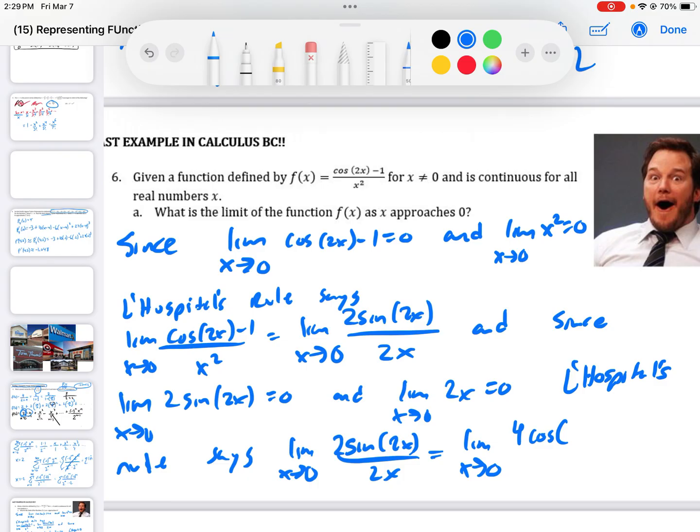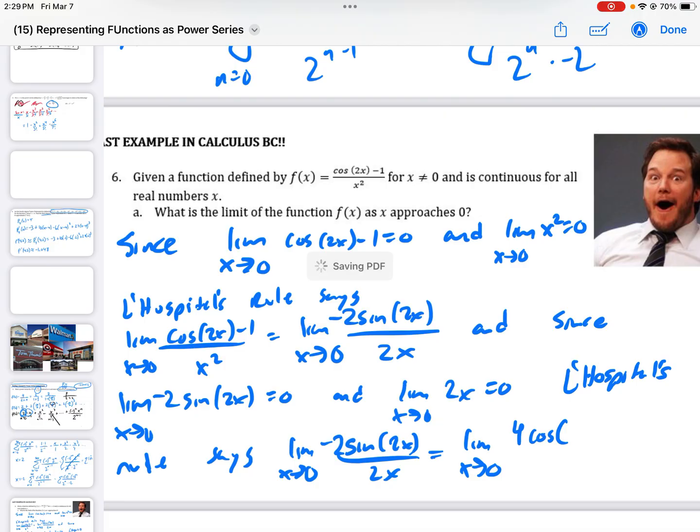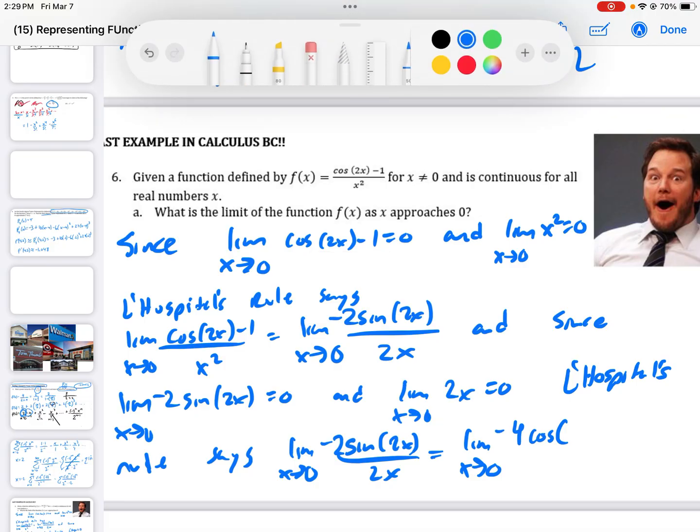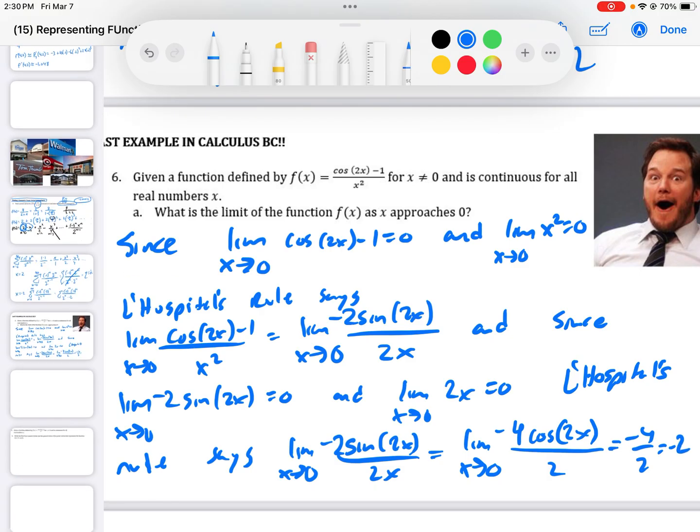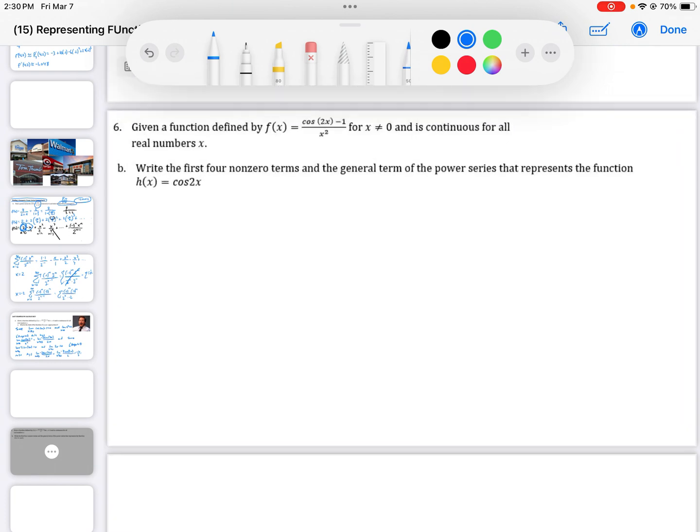4 cosine. Oh, did I do this wrong? Okay, the derivative of cosine should be negative, so put these all negatives. This would be negative 4 over 2, which is equal to negative 2. So L'Hopital's rule twice. All right.